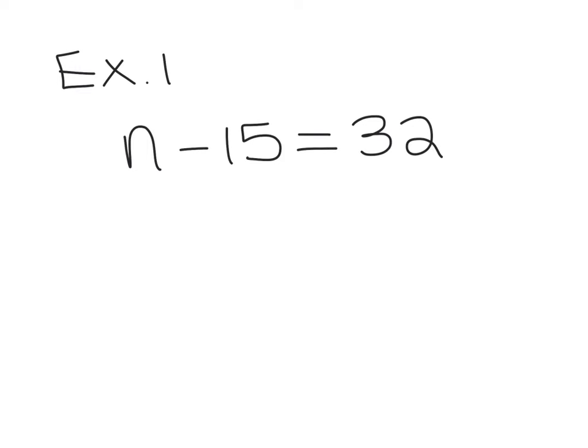In example 1, I have n minus 15 is equal to 32. I want to have the n all by itself. That's my goal. But I have this minus 15 here. So to get rid of the minus 15 on that side, I have to do the opposite operation. So it would be like me adding 15 plus tiles.